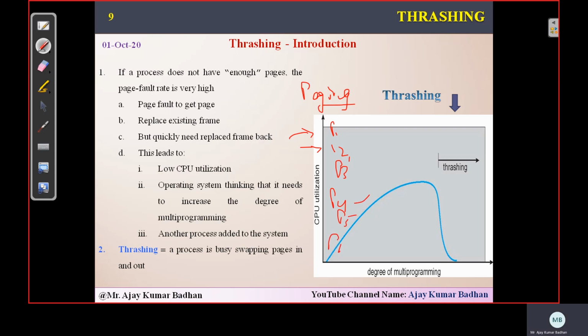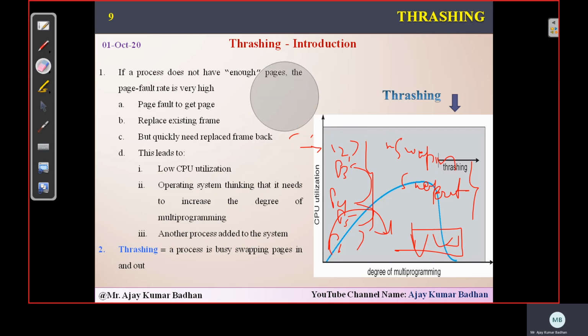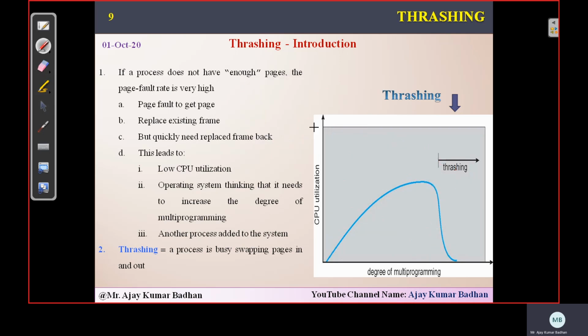Now P4 also will try to access frames from them, and P5 will try to access frames from them. Again, these pages also will be busy in swapping. All 6 processes are busy swapping in and swapping out. Ultimately the ready queue is empty again, and the scheduler will add more. A time will come when the CPU utilization will keep on decreasing. The more the scheduler adds processes, the performance of the system will keep on decreasing. That particular point from where it consistently keeps decreasing is what we call thrashing.